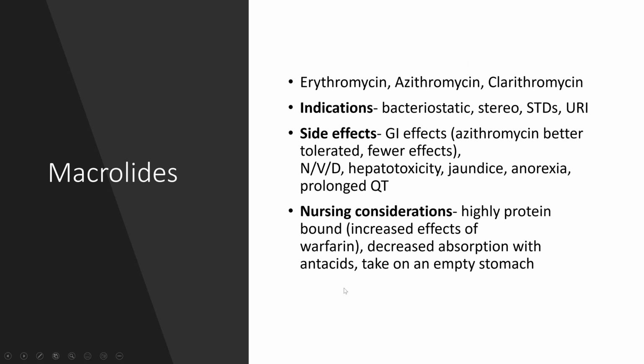Okay, our next group is macrolides. So this is going to be your erythromycin, azithromycin, commonly known as a Z-Pak. So some indications for this are when they need to use a bacteriostatic antibiotic. It's commonly used in STDs or upper respiratory infections. So side effects for these, you have GI side effects, the nausea, vomiting, diarrhea. They tend to use azithromycin because it's better tolerated and has fewer of these side effects.